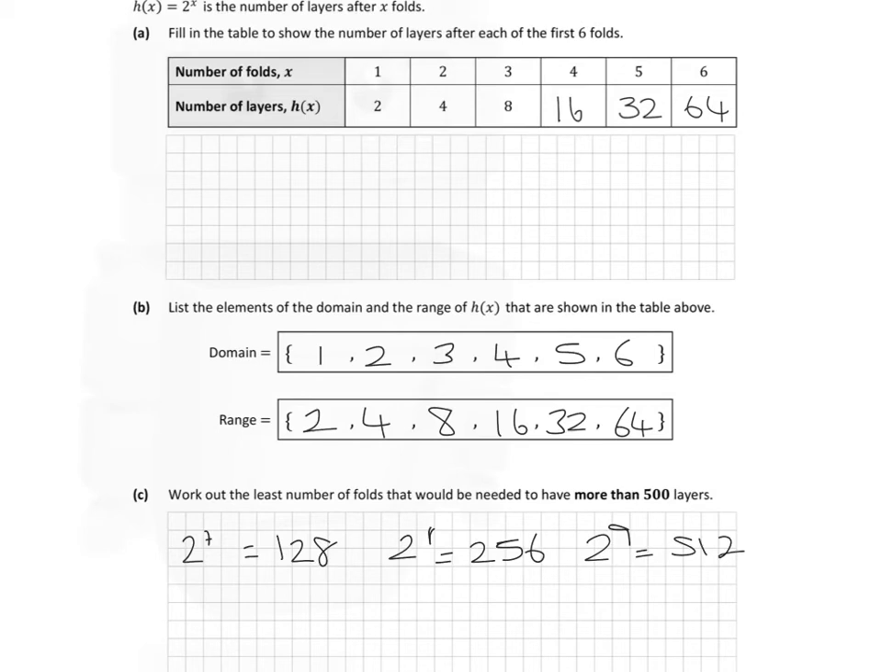Okay, and there's our answer. We got more than 500 layers there. So the least number of folds is 9. We can't say 2 to the power of 9. The number of folds is just the x value, and the x value in this question is 9.